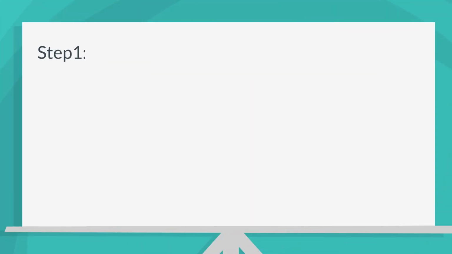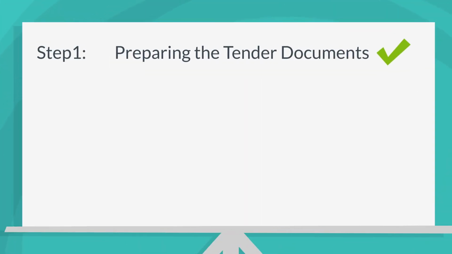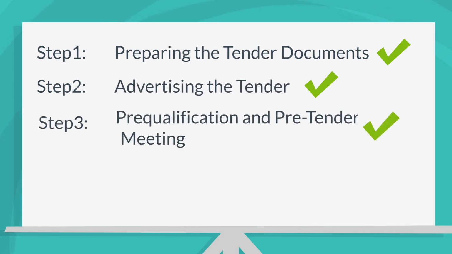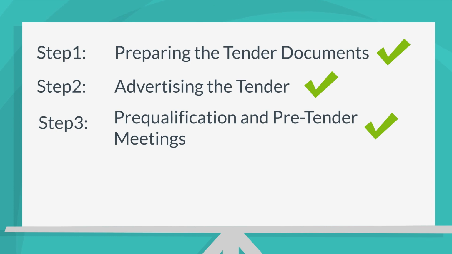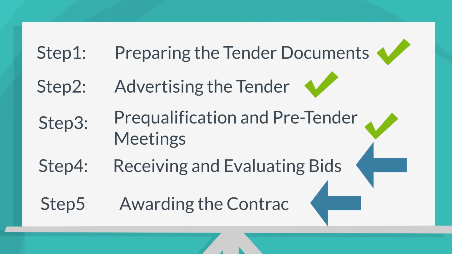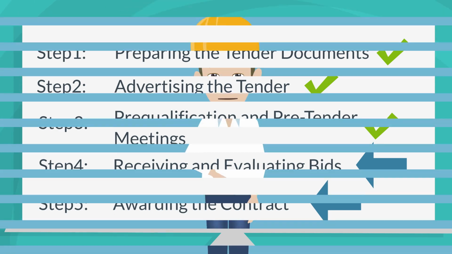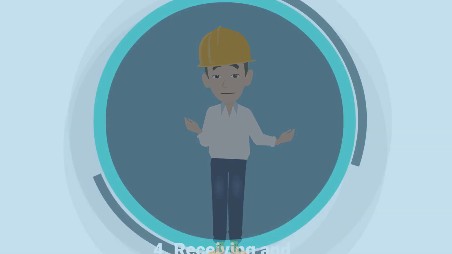Last week, we covered Step 1, preparing the tender documents. Step 2, advertising the tender. Step 3, pre-qualification and pre-tender meetings. Today, we will look at the last two steps and who is involved in the tender process. So let's get started.